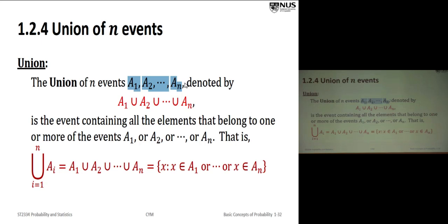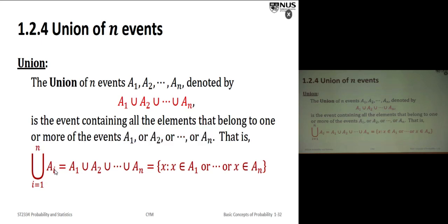Basically, if I'm interested in whether something happens in one of those events or all of them at the same time, I think about the union A1 union A2 up to AN. So it's a union of n events simultaneously. What does it mean? It means it contains all the elements that belong to one or more of the events A1 or A2 or AN. That's basically all the elements which belong to A1, A2, A3 up to AN. So what we do in practice is use this notation.